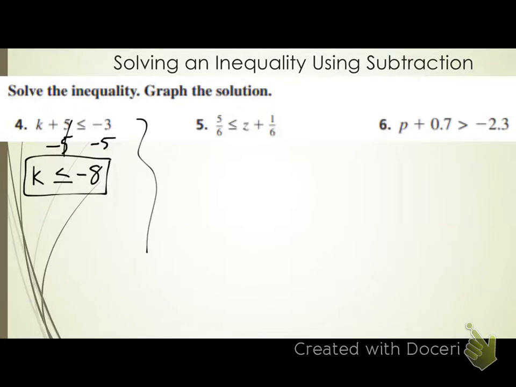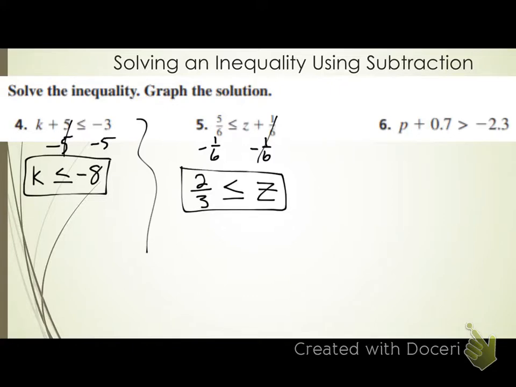Number 5. Raise your hand if you can help me out here. Very good. Subtract 1/6 from both sides. 5/6 minus 1/6 gives me 4/6, which reduces to 2/3. Always, always, always write your fractions in simplest form. Always. Is Z now by itself?